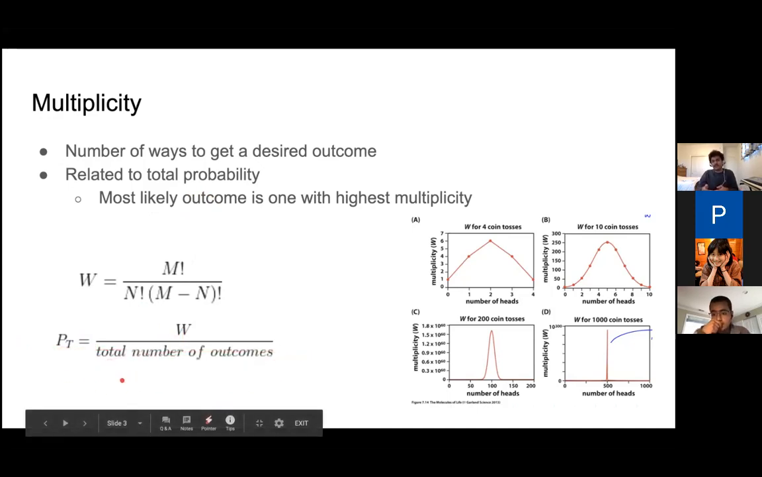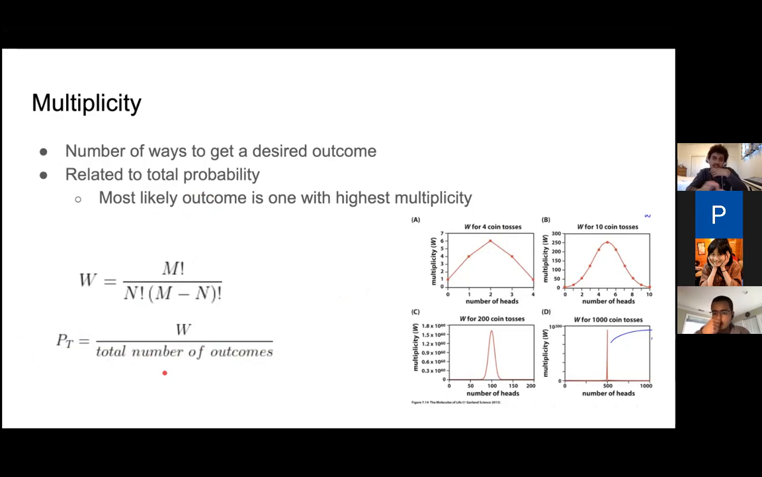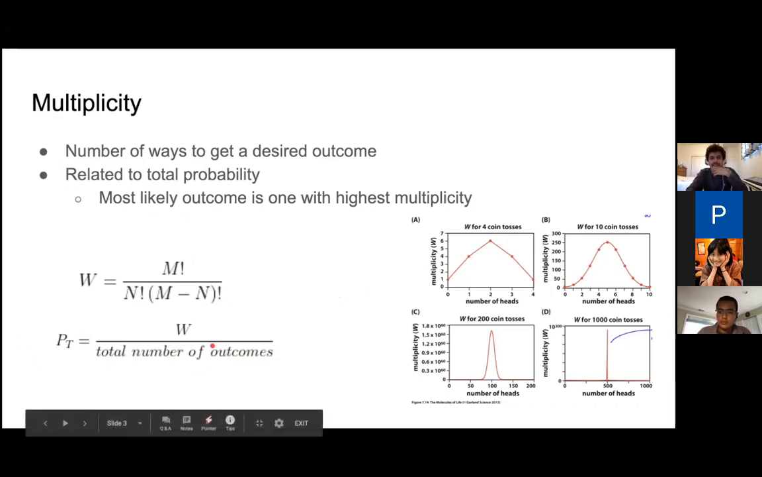So let's stick with our coin example. In 4 coin tosses, the total number of outcomes is 16, right? You have 2 outcomes for each toss, 2 to the 4th power, 16. And as you can see, the higher the multiplicity is, the more likely you are to see a set of outcomes that matches your criteria.